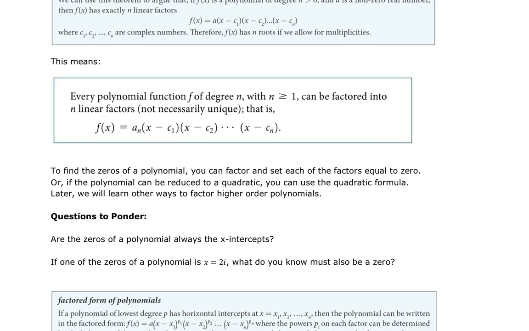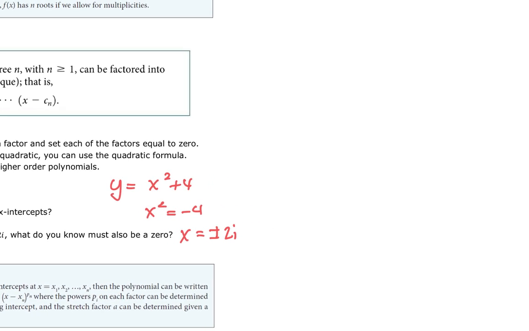Okay. And then the next question is, are the zeros of our polynomial always the x-intercepts? And the answer is no. Because, as an example, if I have y is equal to x squared plus 4, according to the fundamental theorem of algebra, I should be able to factor this. And I can. I'm going to set this equal to 0 and solve, and I get x squared is equal to negative 4. Because we're in the land of learning complex numbers, we know x is equal to positive and negative 2i. So that tells us, since we have complex numbers for the zeros, that our zeros are not x-intercepts.